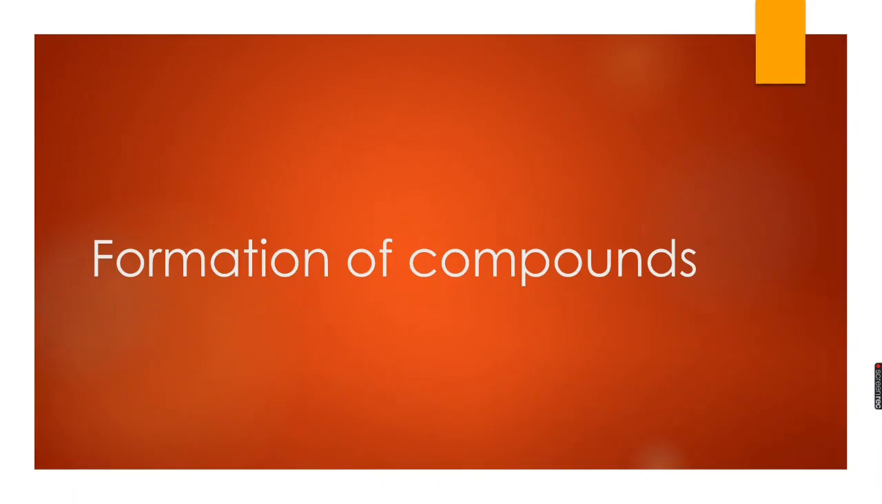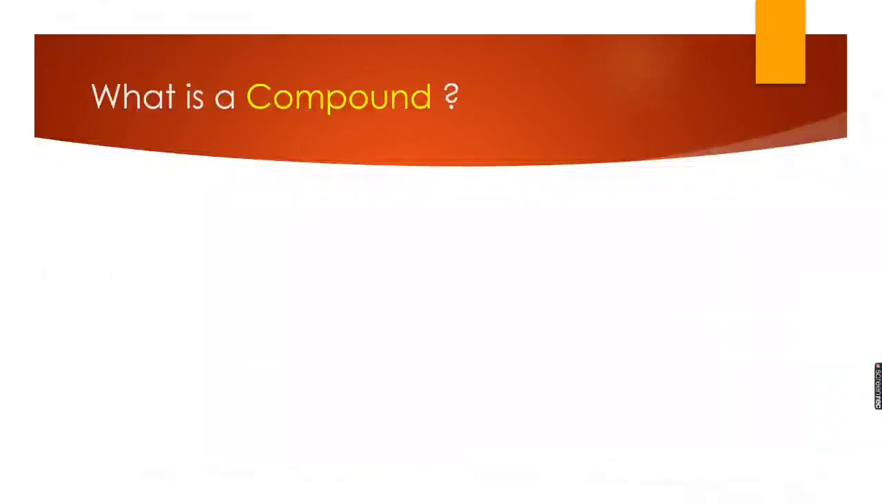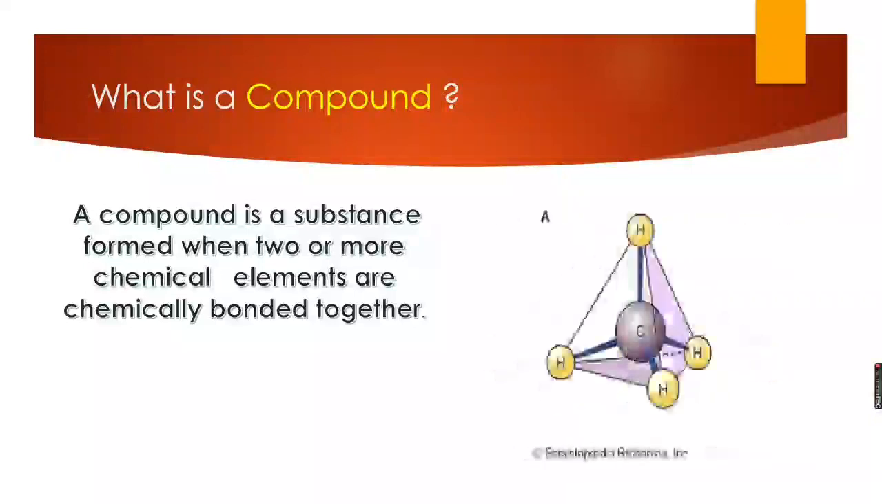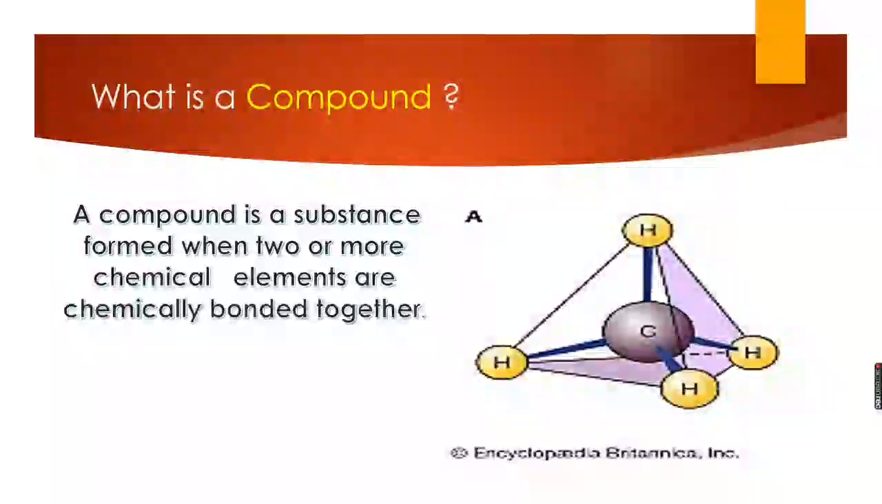Today I am going to tell you about formation of compound. So what is a compound? A compound is a substance which is formed when two or more chemical elements are chemically bonded together. Here there is a picture of a methane compound, which is CH4.